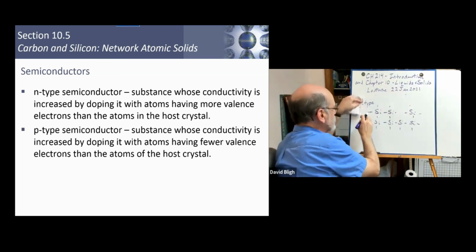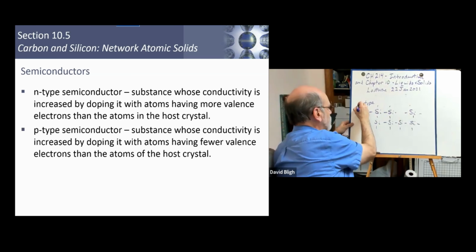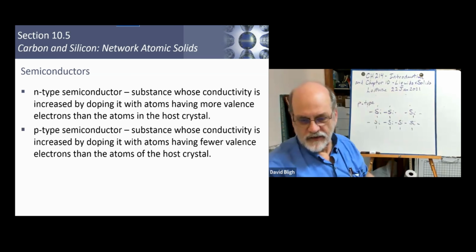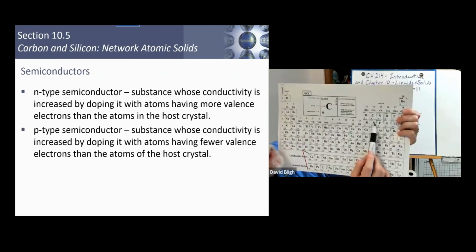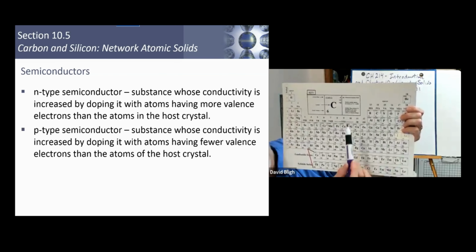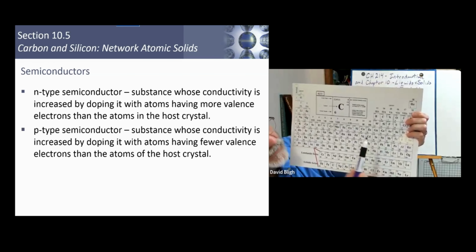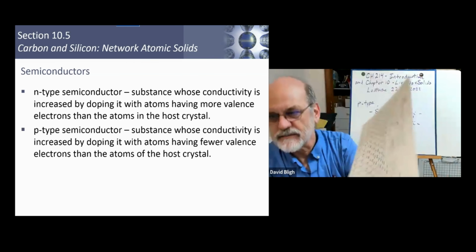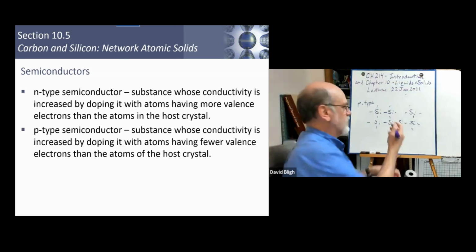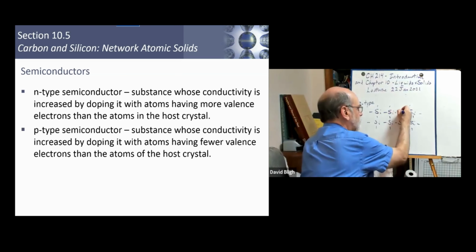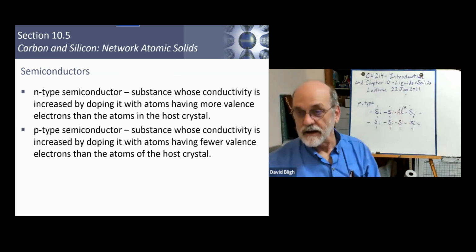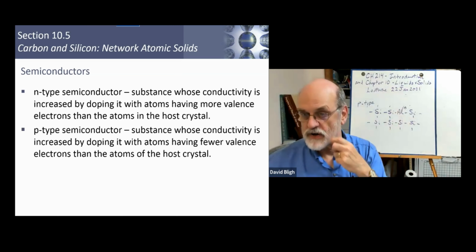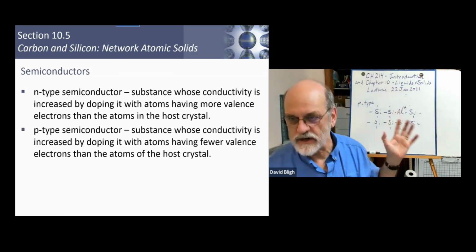So that gives us the P-type. So now we take our periodic table and we look at silicon and we go to the left. So you can put aluminum in there or gallium, something like that. So let's keep it simple and put aluminum in there. Now you have a net positive because we're deficient in one electron in that region.